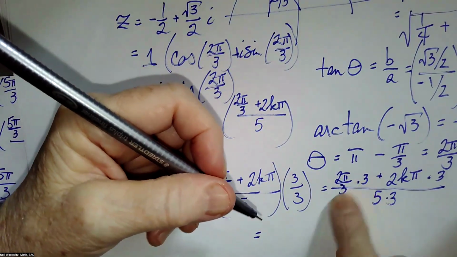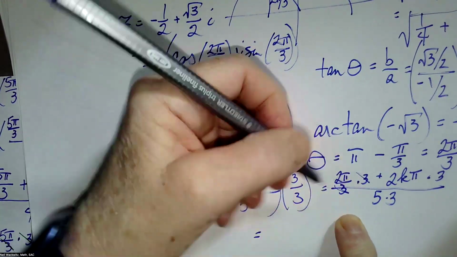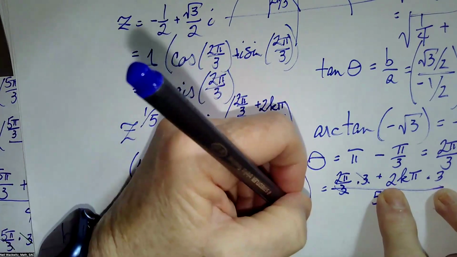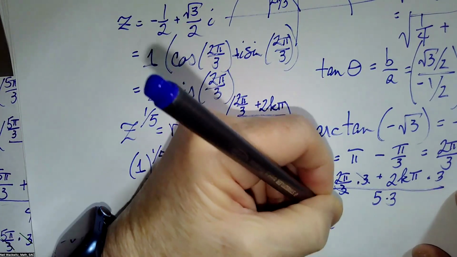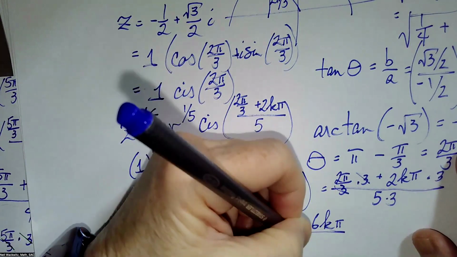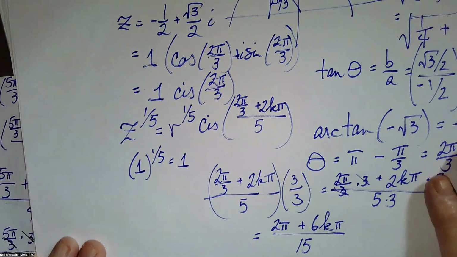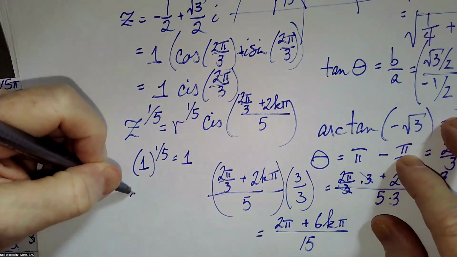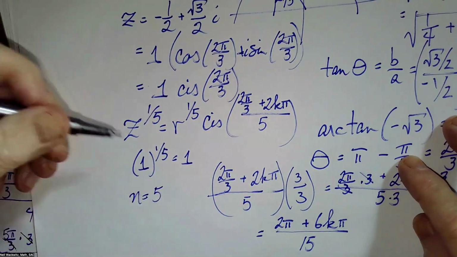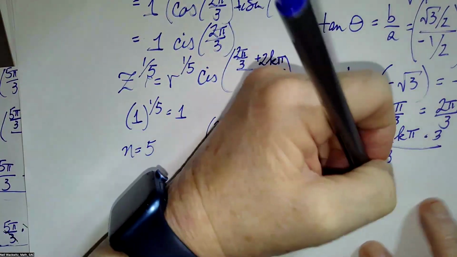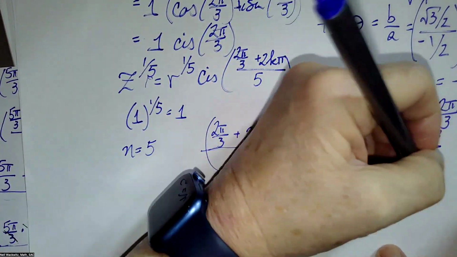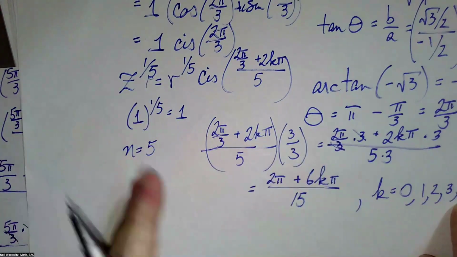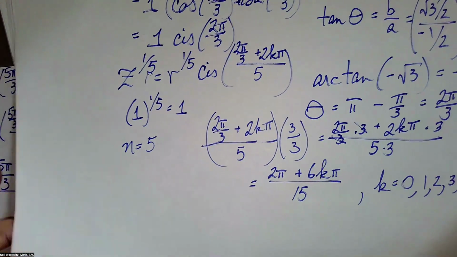And that gives us, here the 3's divide out, we're left with 2 pi plus 6k pi over 15. And since n is equal to 5, the values for k will go from 0 up to 4, because we go up to n minus 1.